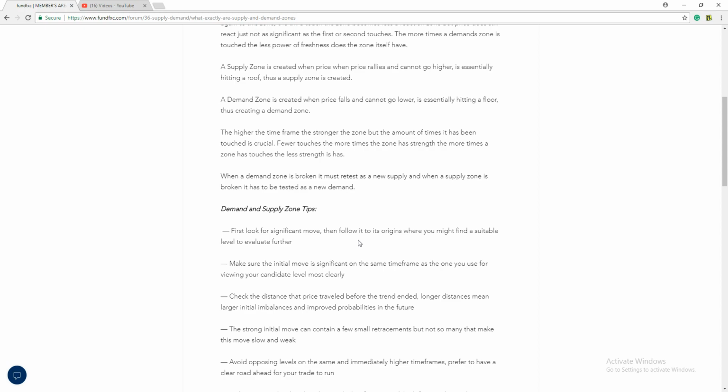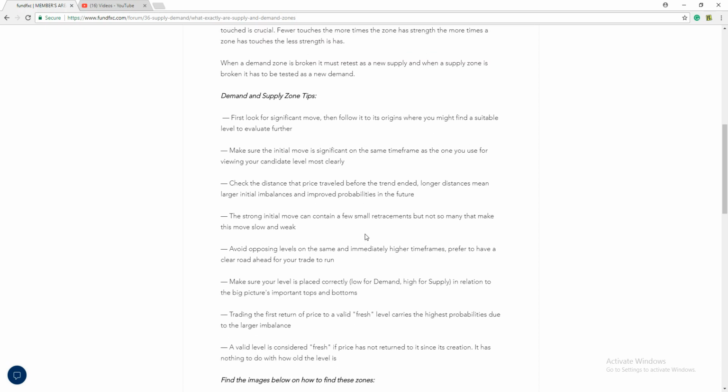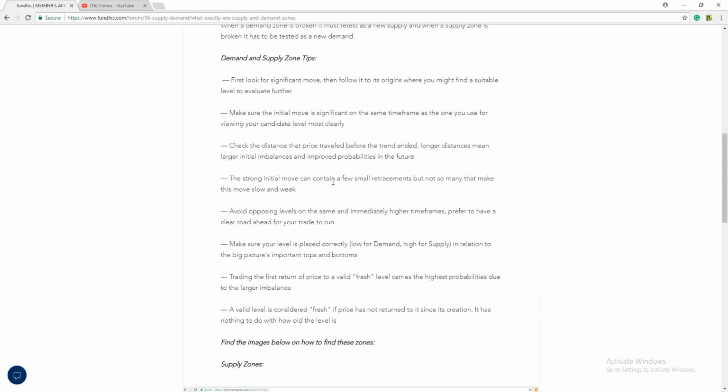There are certain tips for when trading supply and demand. Let's go through them. First, look for the significant move. Then follow it to its origins, where you might find a suitable level to evaluate further. Make sure the initial move is significant on the same time frame as the one you use for viewing your candidate level most clearly. Check the distance that the price traveled before the trend ended. Longer distances mean initial imbalances and improved probabilities in the future.